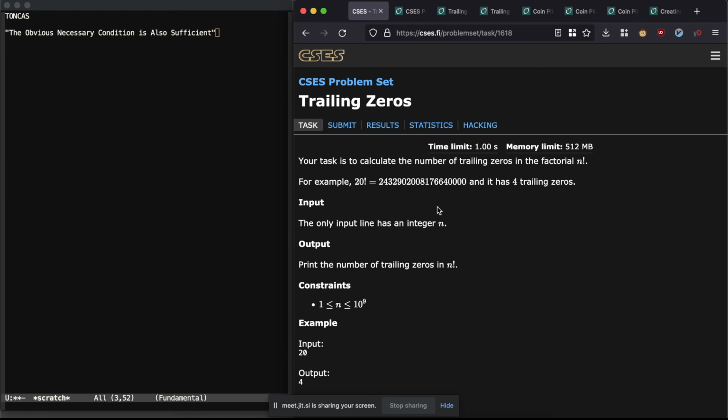What we need to do is find some clever way to find how many trailing zeros will be there in the factorial. That is the question here. The only input line has an integer n. Print the number of trailing zeros in n factorial. For example, if you're given 20, we should print 4. There are 4 zeros. So let's begin.